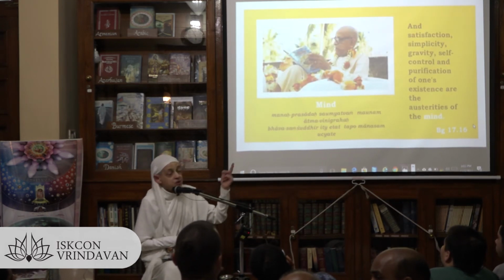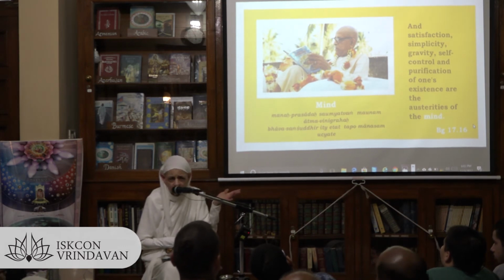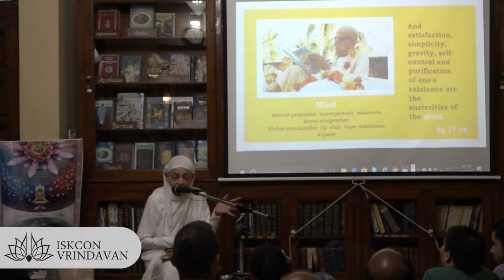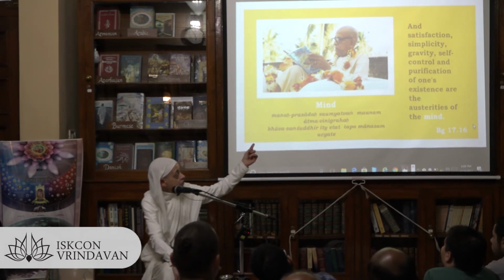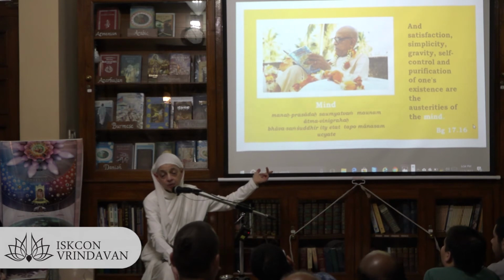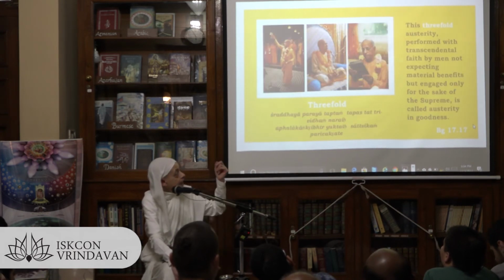Next, austerity of the mind. Grave, simple, not duplicitous. Satisfied. If you're dissatisfied, you transmigrate every time you're not happy. Not a good idea. And on top of that, by studying the Shastra, you see Prabhupada studying his own books, you purify the mind. Okay, next.